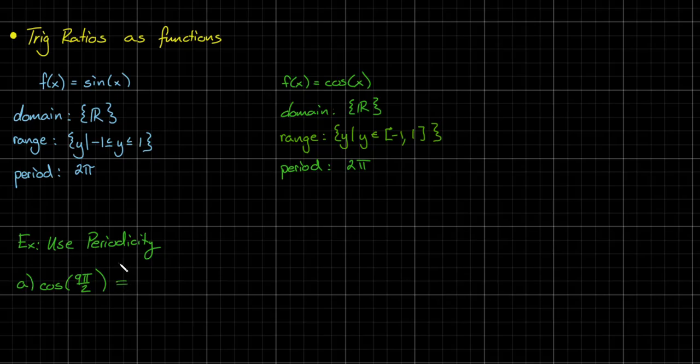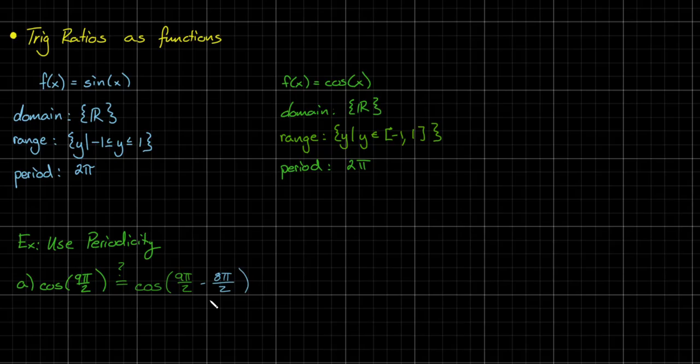Is this the same, question mark, as if I did the cosine of 9 pi halves minus 8 pi halves? Is this the same? Why? What's the period of sine or cosine? 2 pi, which means every 2 pi I get the same value, right? Whether I move to the right or to the left, it doesn't matter.